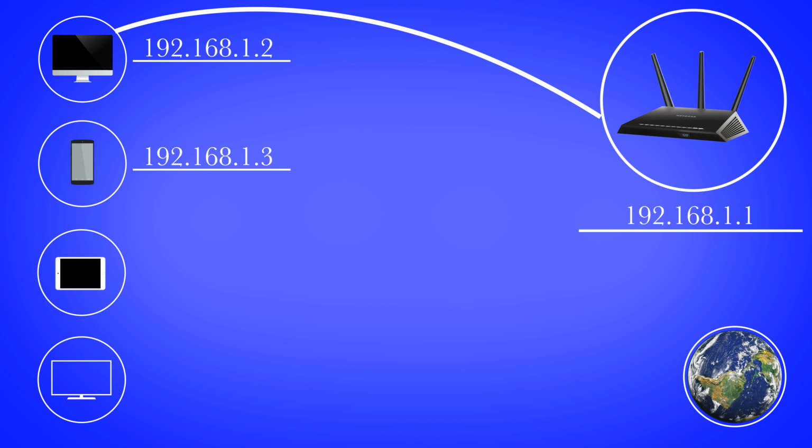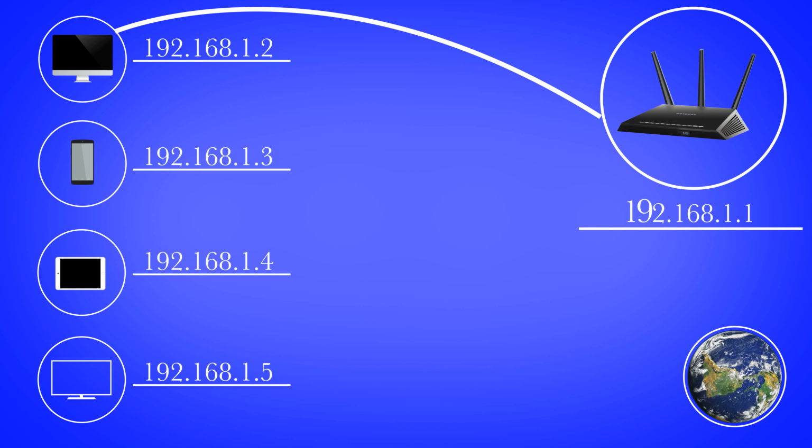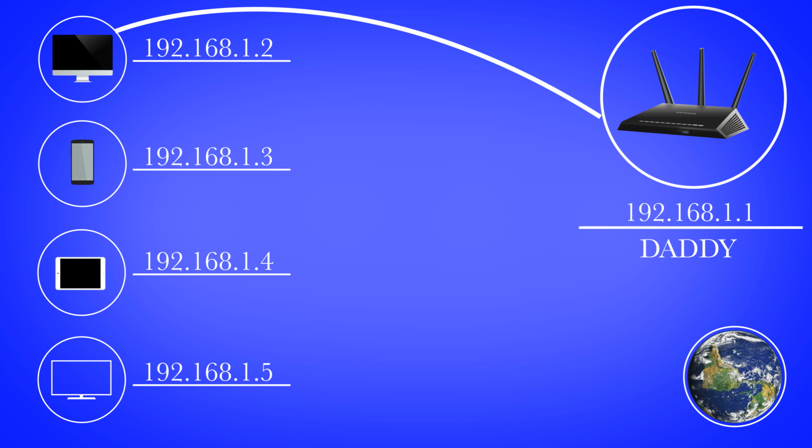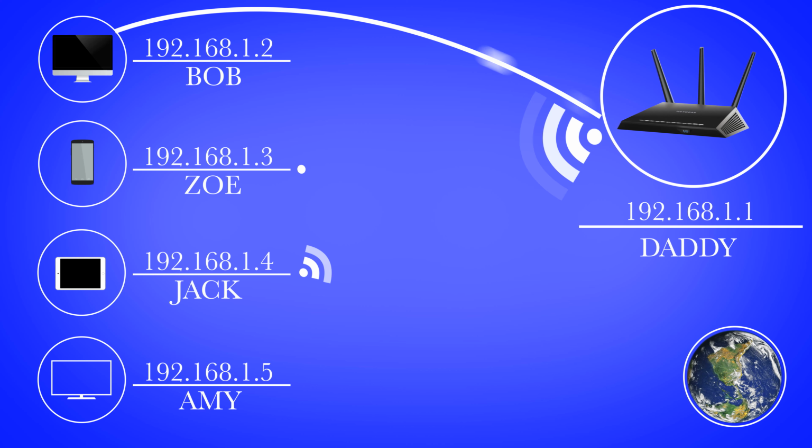This may look complicated for you because we speak with those strange numbers with dots in between. Let's simplify this. You can see those IP addresses the same way everybody in that house has a different name. In that way, we can replace 192.168.1.1 by Thomas, who is Daddy in that house, because he's the boss. The computer will be Bob, the phone Zoe, the tablet is Jack, and the TV is Amy. Like in a family, people use their names to speak to each other.